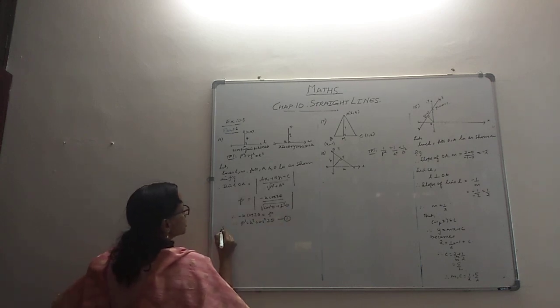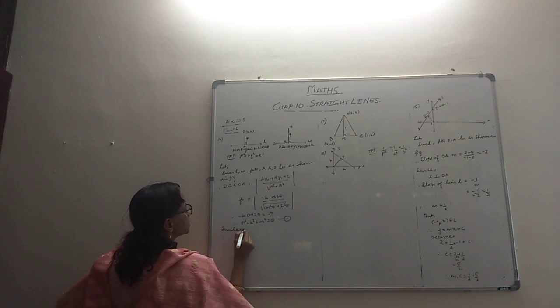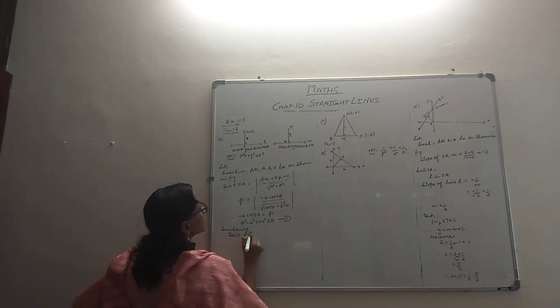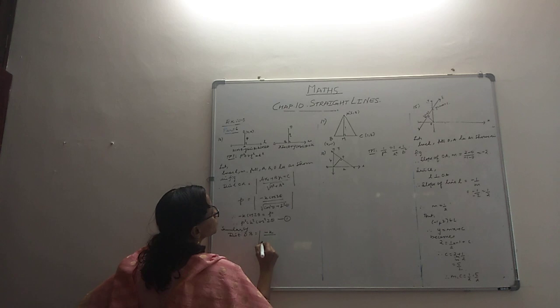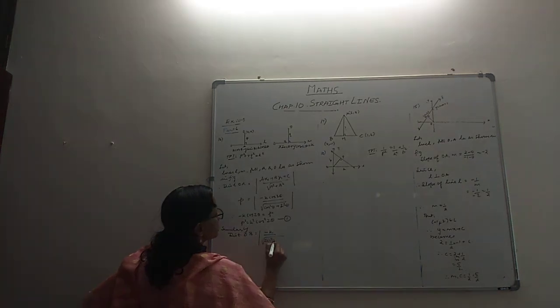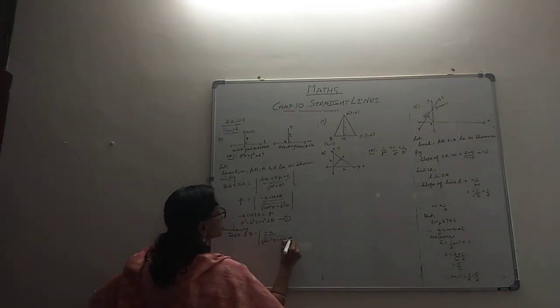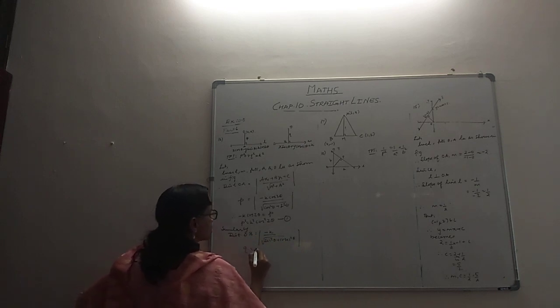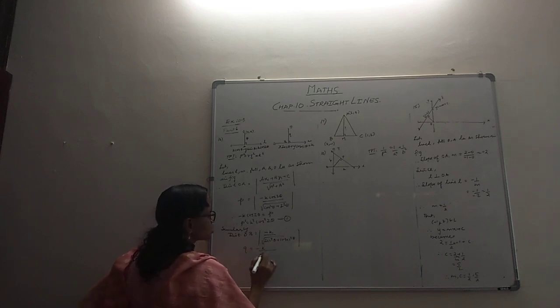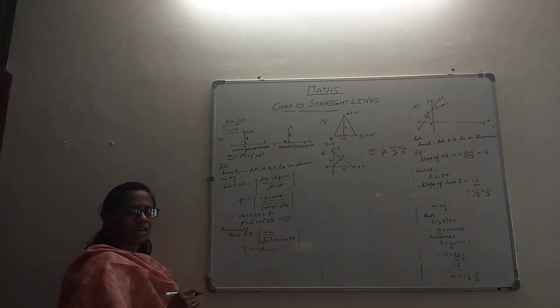So also similarly, the distance OB will become, by this formula, 0 minus k by root of sec squared theta plus cosec squared theta. Right, and this distance is Q for us. So Q equal to minus k.